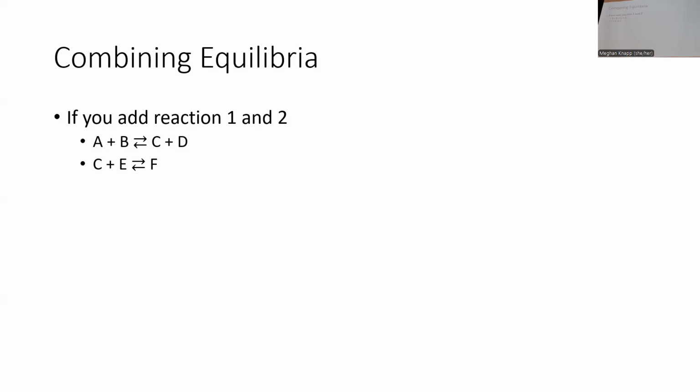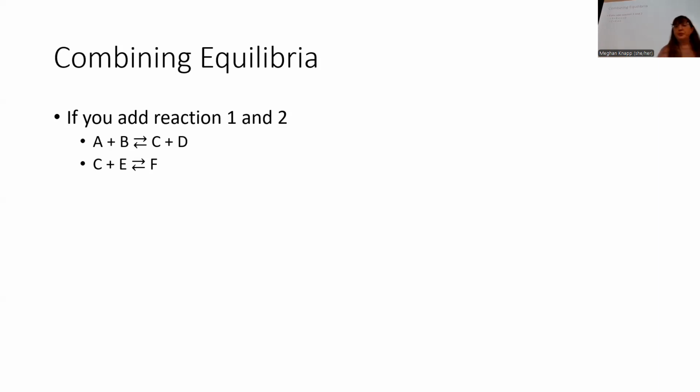Well, I can also do things like adding together reactions. So let's say I have these two equilibrium reactions that I'm adding together. So in the first reaction, my K is going to be CD over AB. And my second reaction, my K is going to be F over CE. Okay. When I combine the two together, I'm going to get what canceled out? C. And what do we call those chemicals that appear and then disappear in steps in a reaction? Intermediates. So the intermediates disappear.